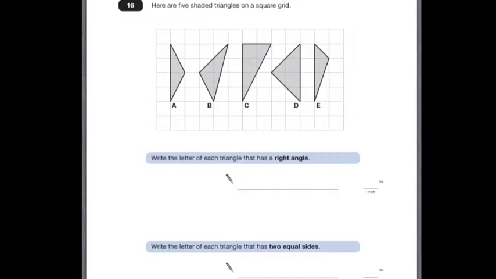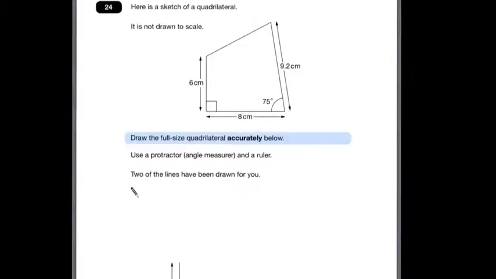So the first one here, the children have to identify which of these triangles has got a right angle, so they're going to have to know and be very familiar with a right angle. That's not too bad. Moving on. This one a bit harder.